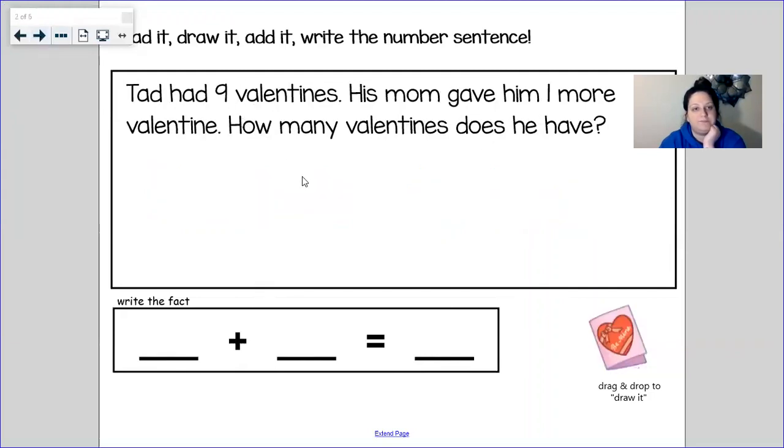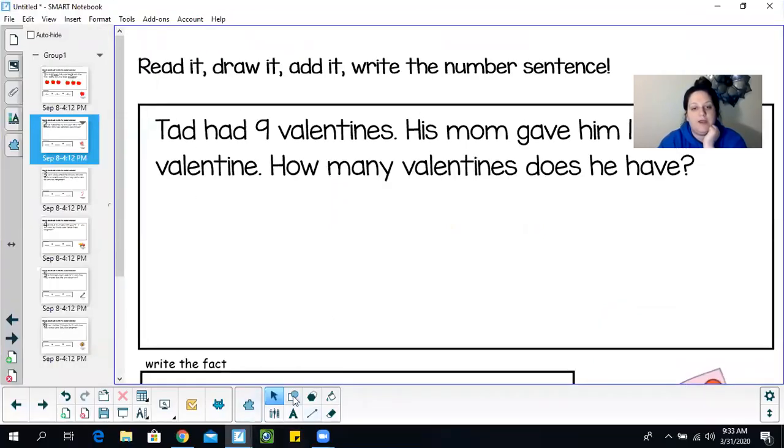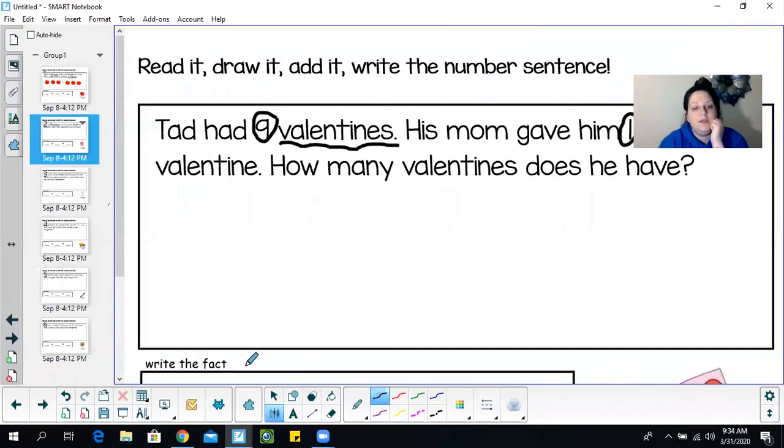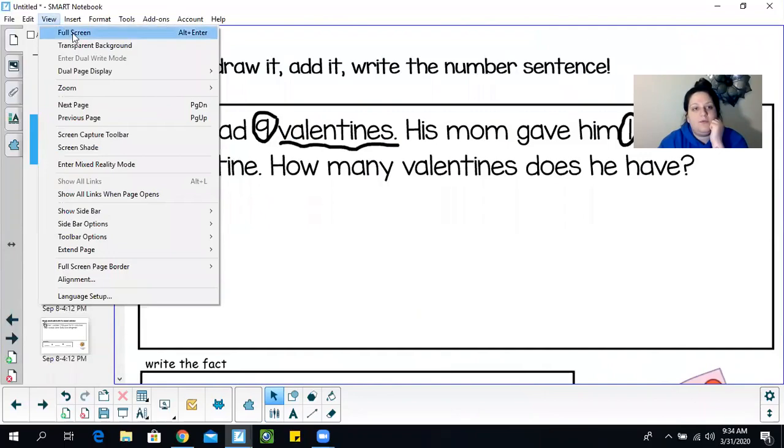All right, let's do the next problem. Tad had 9 Valentines. So that's our first number that we're going to have to circle. So let me get my pen ready. All right, so we'll circle 9. And he had 9 Valentines. So remember, we want to know what he had 9 of. And then his mom gave him 1 more. So we'll circle that 1 also because that's our next number. And more means that you're giving an extra one. All right. How many Valentines does he have? And when it says how many does he have, that means all together now that his mom gave him 1 too. So let's go ahead and start moving the pictures to show that.